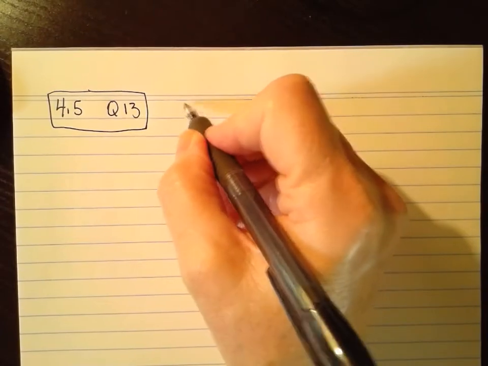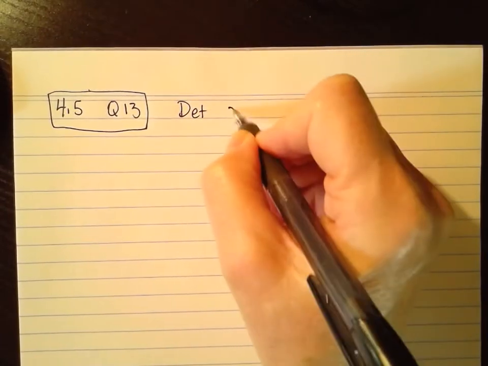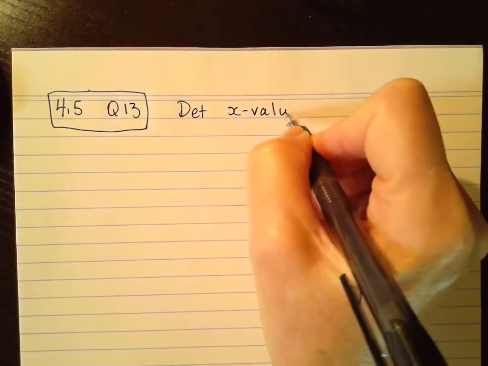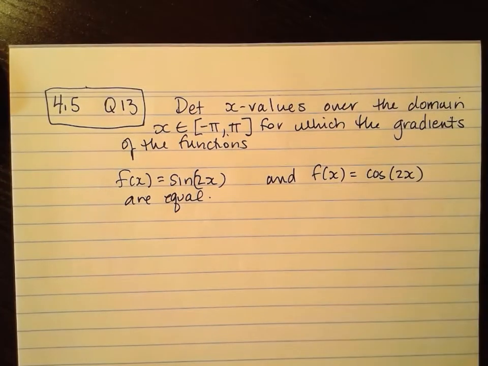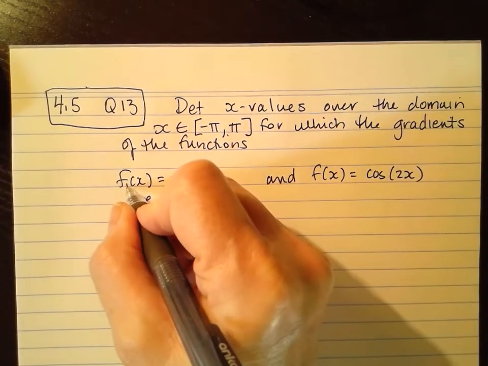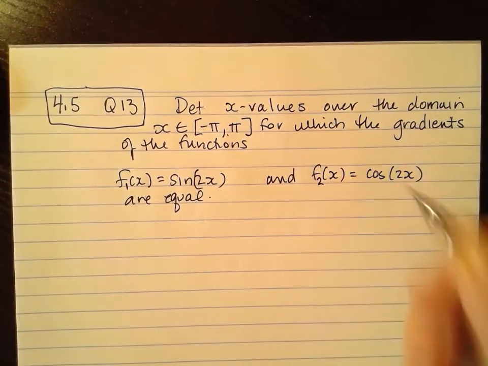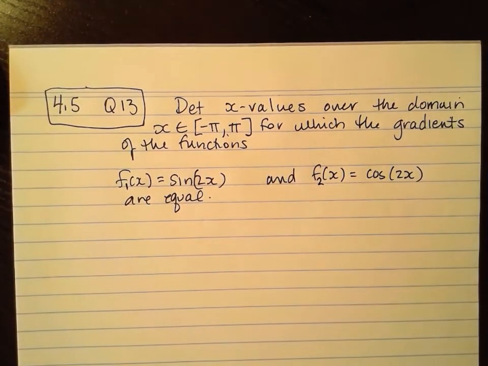Okay, this is 4.5, question 13, and it says determine the x values. I might pause and just write this down for you. Okay, so it says for which these two functions, I don't like that they name them both f, so I'm going to put f1 and f2 just to be really clear. We want the gradients to be equal.